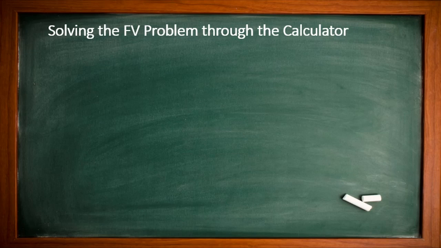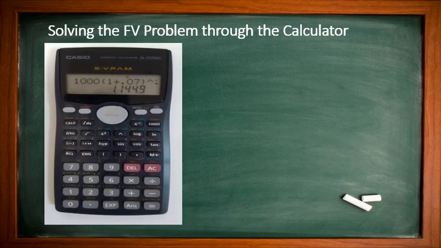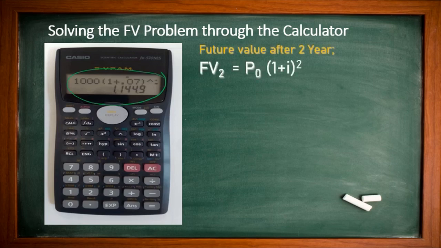Solving the future value problem through the calculator. We have the same problem, the same example, we can use to calculate. Even though I already calculated it, you can see the calculation mentioned here and it shows the answer as well. Future value for 2 years we already calculated. The same thing I am going to repeat here. Future value for 2 years is equal to P0 times (1 plus I) to the power 2, and the P0 value I will put here: 1000 in brackets times 1.07 power 2.